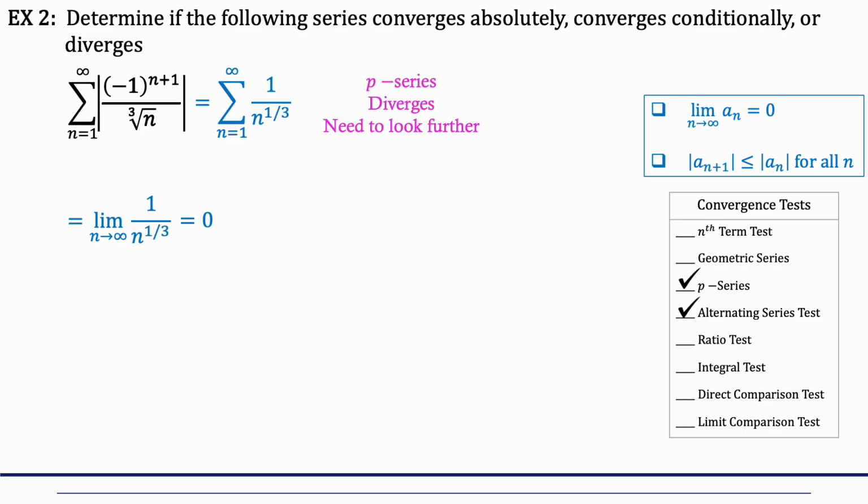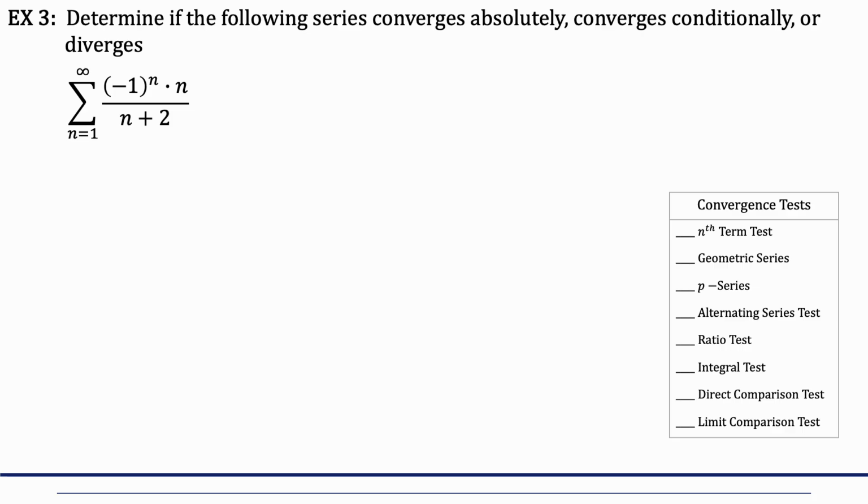If we check out the terms, they are decreasing. Yep, they are decreasing for all n. So as an alternating series, this converges. Therefore, this series converges conditionally. It has to be alternating in order for it to converge.